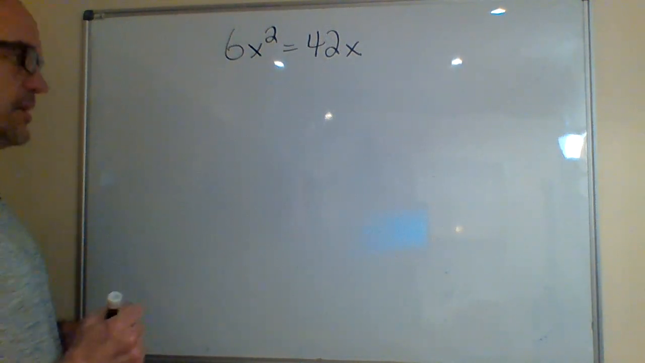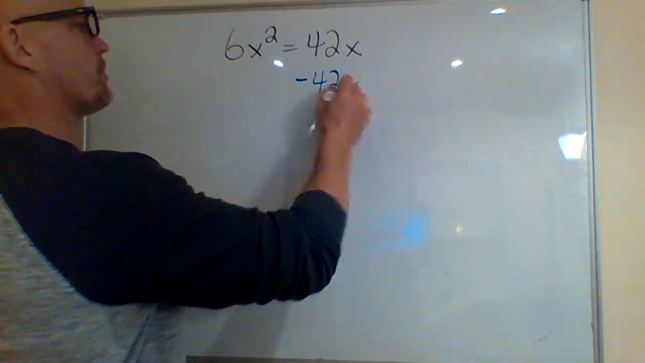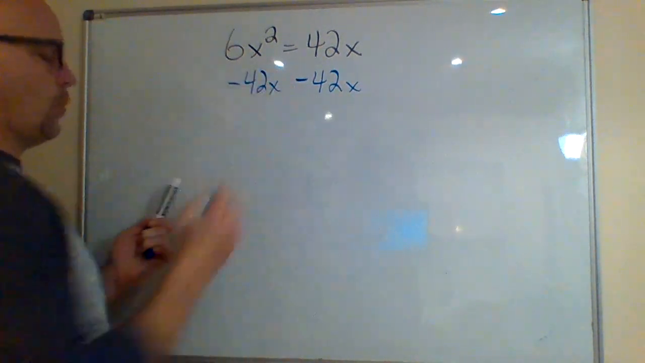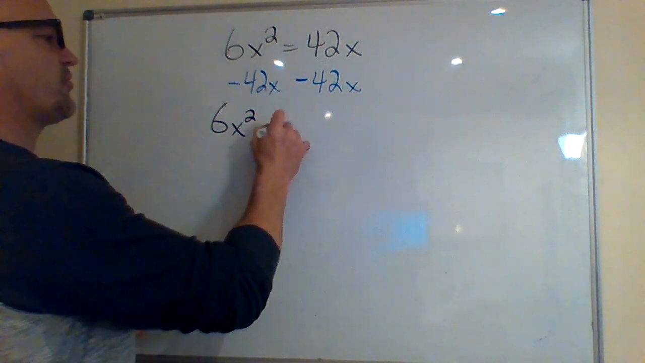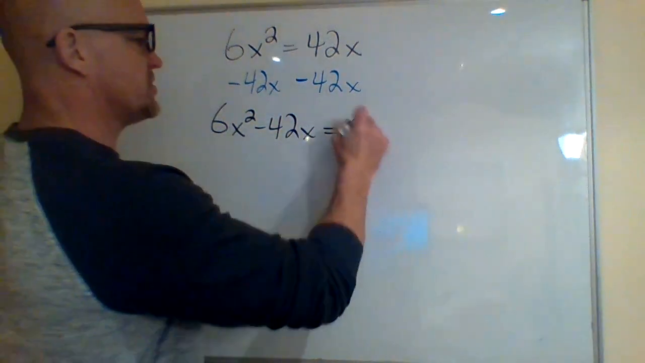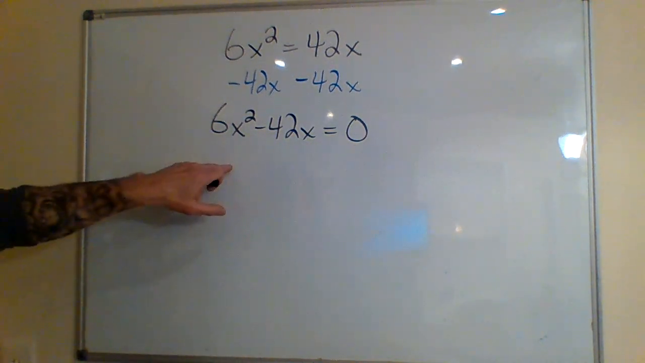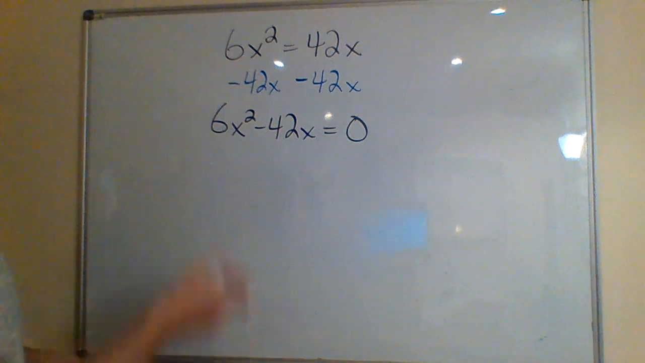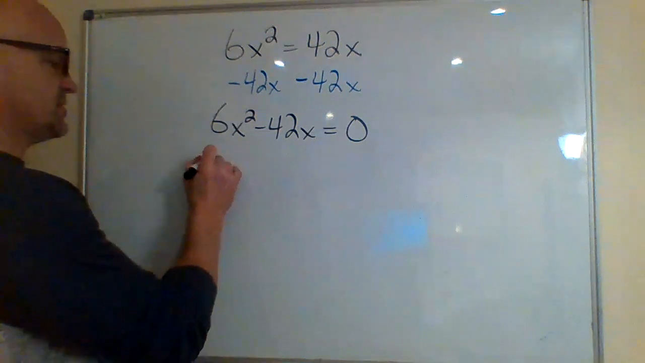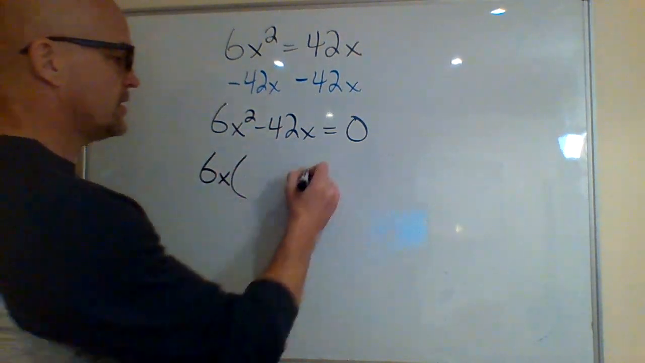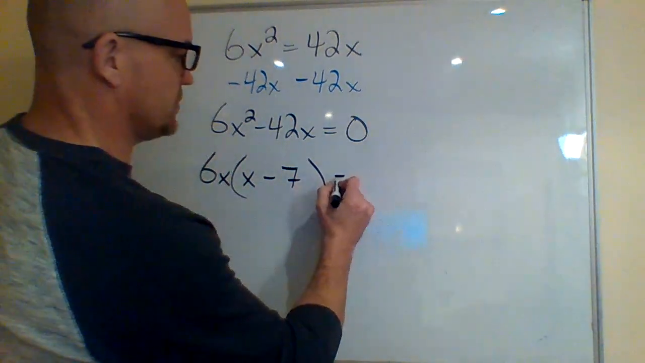So the very first thing that I'm going to do is subtract that 42x from both sides. Once I do that, I'm going to wind up with 6x squared minus 42x equals 0. At this point, I now have a quadratic set equal to 0. I can factor it and use my zero product property. So looking at 6x squared and 42x, I know that they have a common factor of 6 and x. Set up my parentheses. I'm going to be left with 6x times x minus 7, and that equals 0.